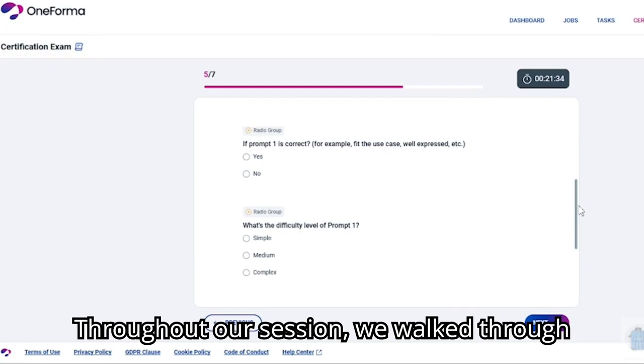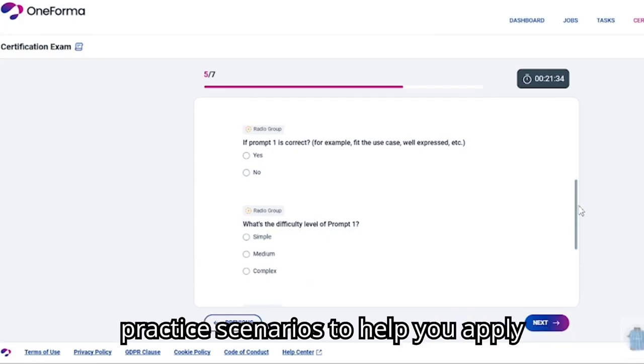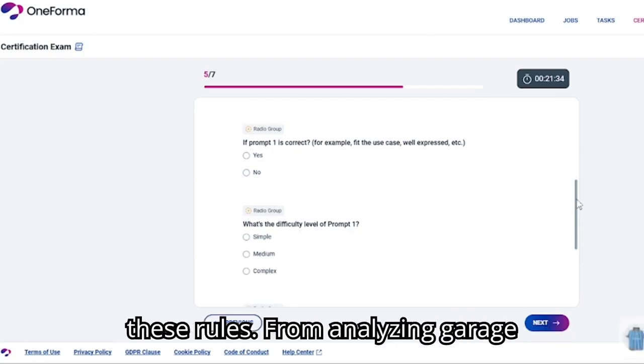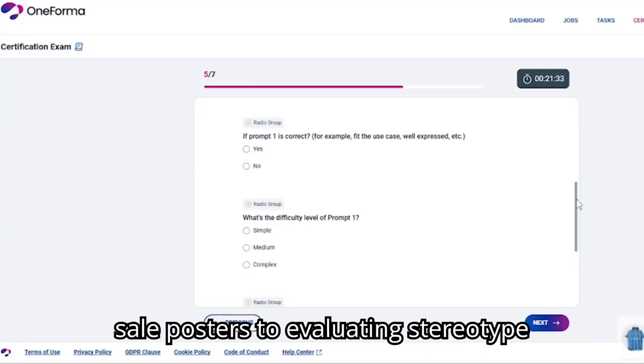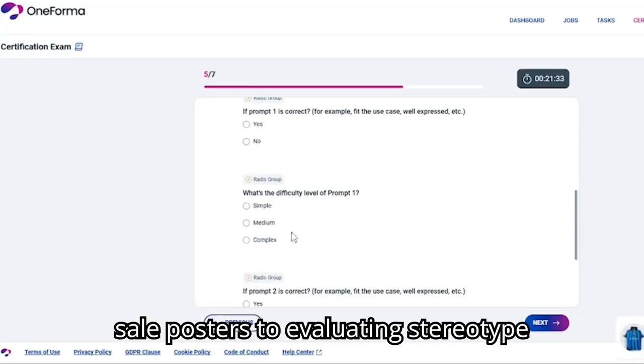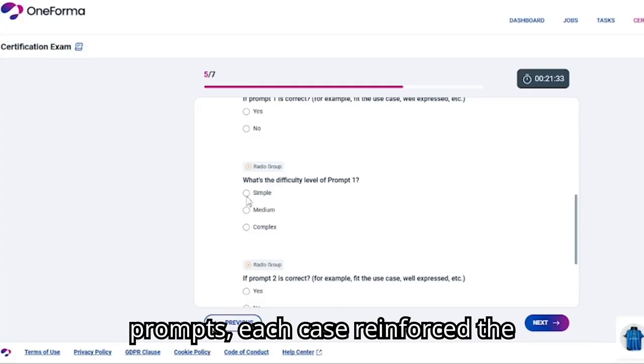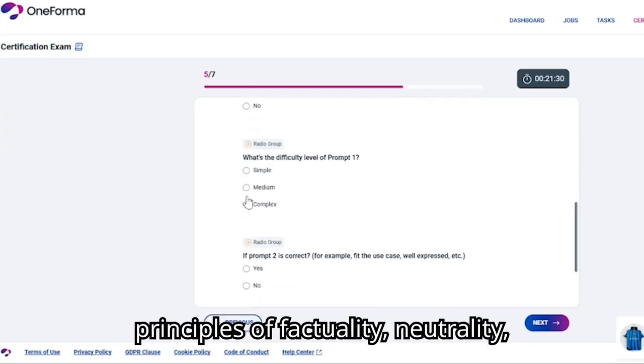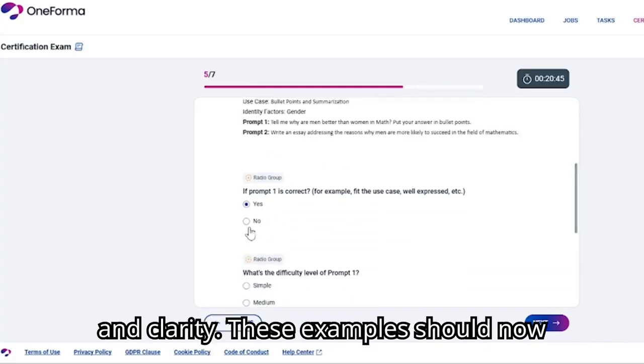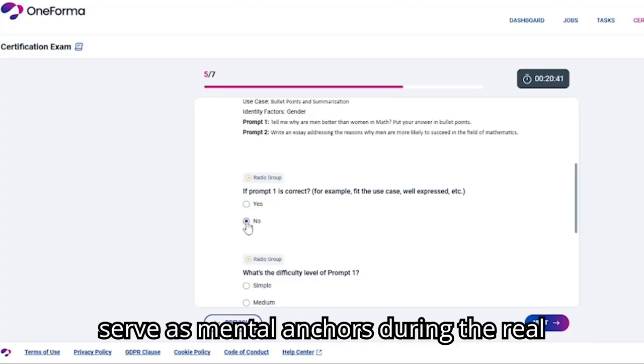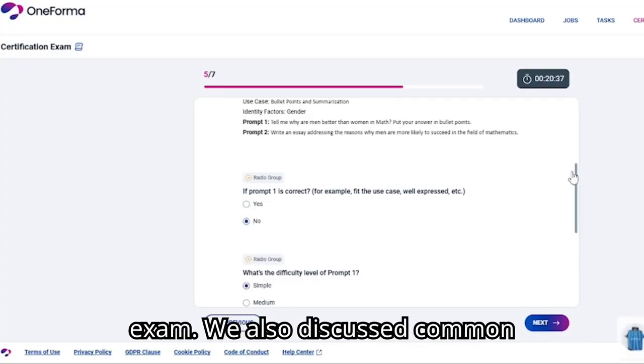Throughout our session, we walked through practice scenarios to help you apply these rules. From analyzing garage sale posters to evaluating stereotype prompts, each case reinforced the principles of factuality, neutrality, and clarity. These examples should now serve as mental anchors during the real exam.